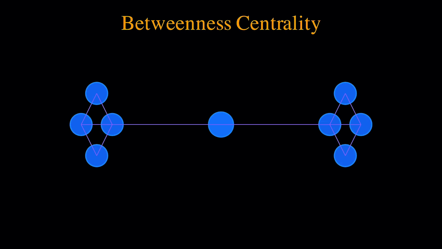Betweenness centrality measures something different. How often does a node appear on the shortest path between other nodes? These are the bridges, the gatekeepers. They may not have the most connections, but they control the flow of information.